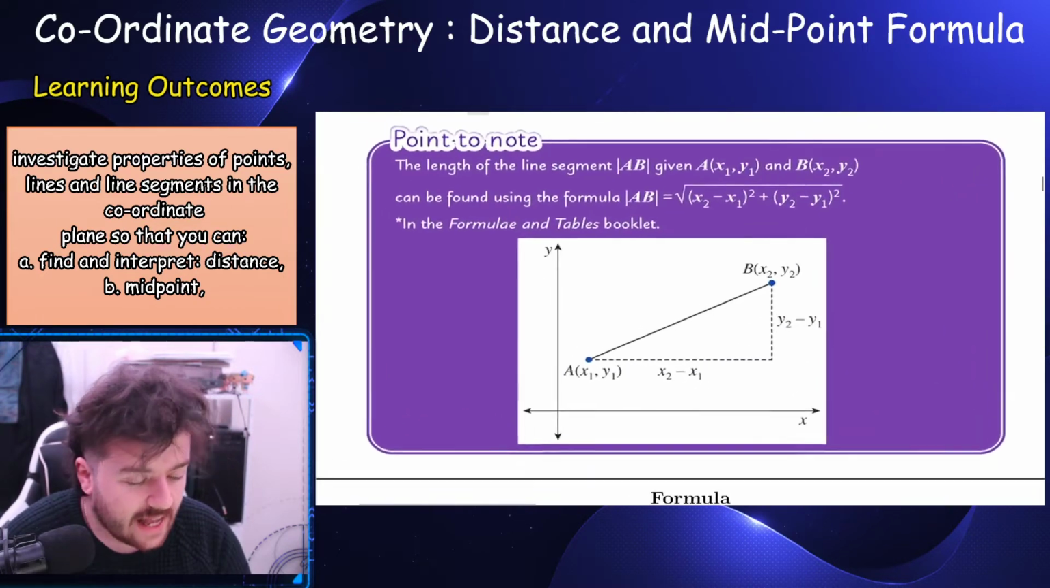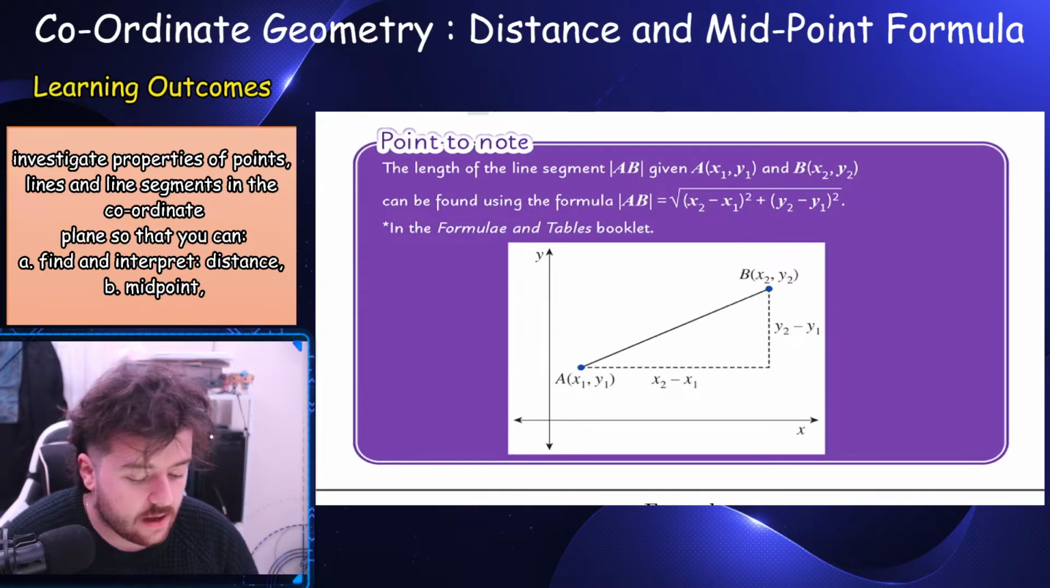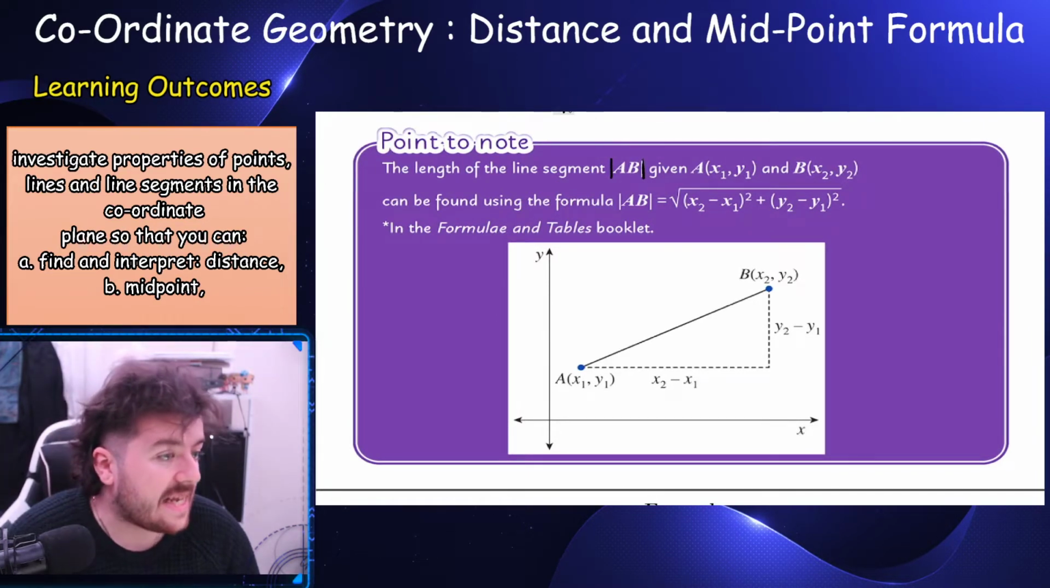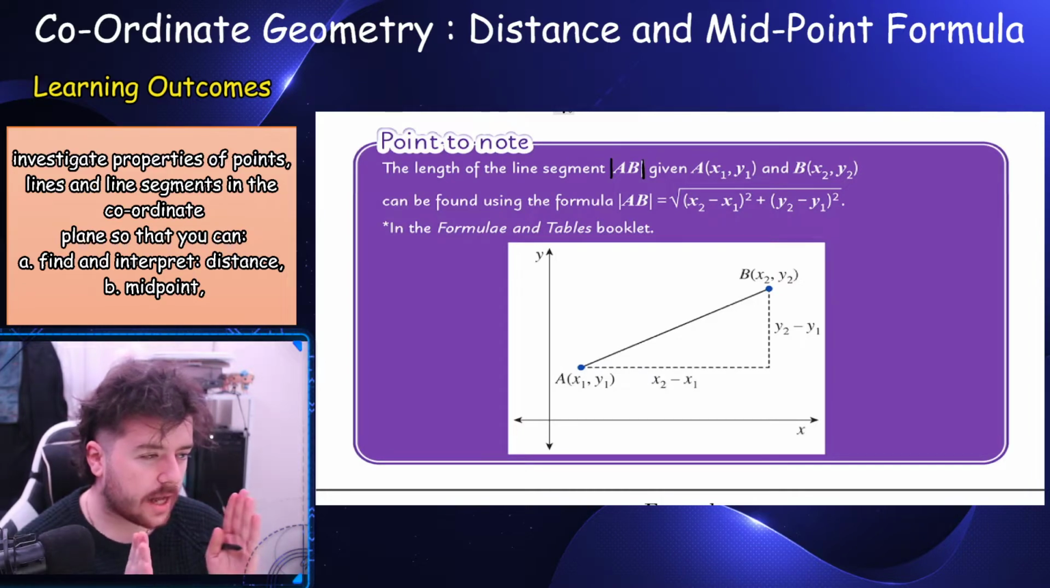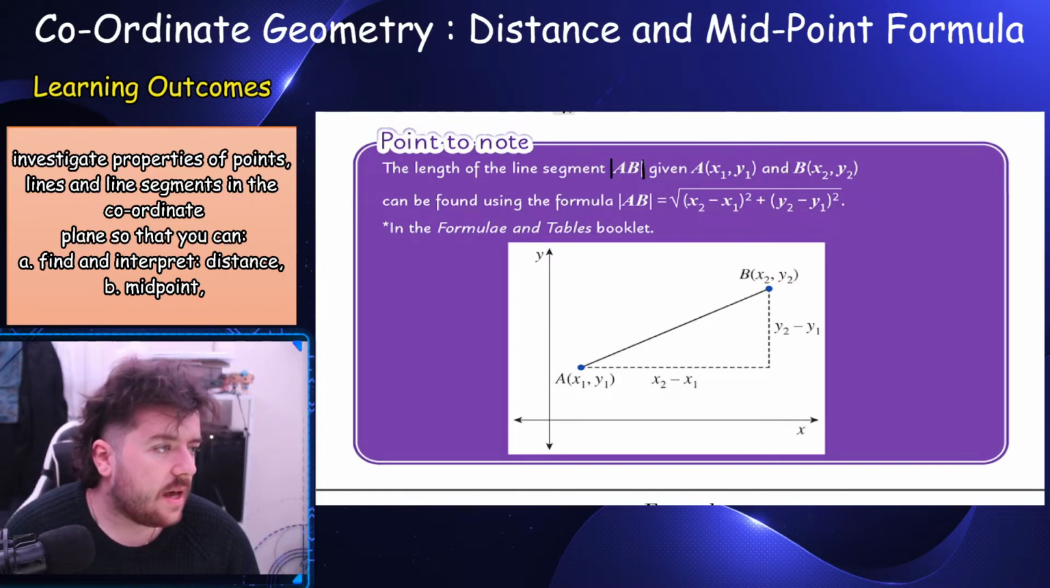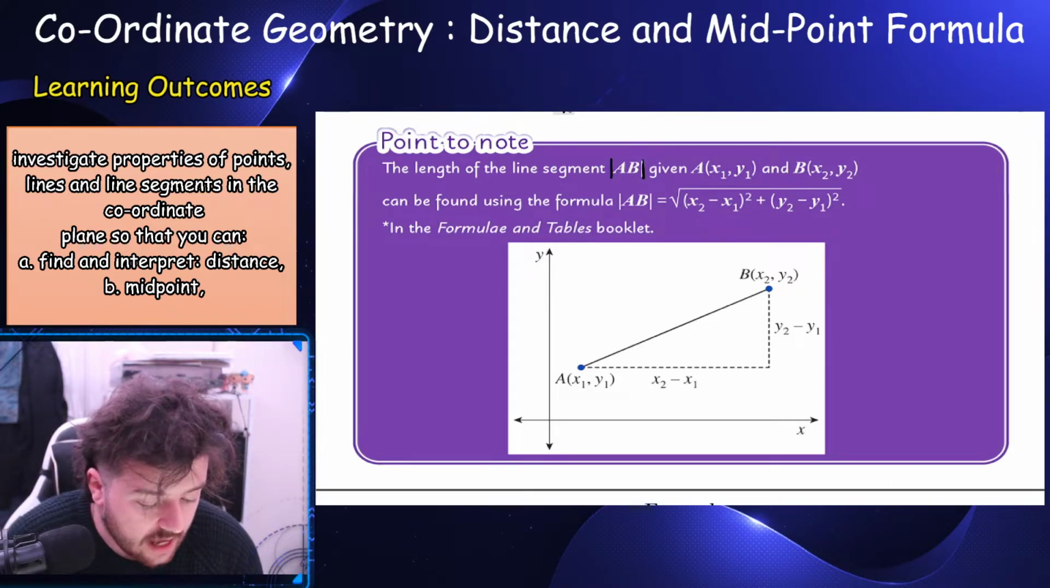So the length of a line segment AB, so these two vertical lines here mean distance. If you ever see two vertical lines next to two letters, that means distance. The length of the line segment AB is given: A is the point (x1, y1), and B is the point (x2, y2).